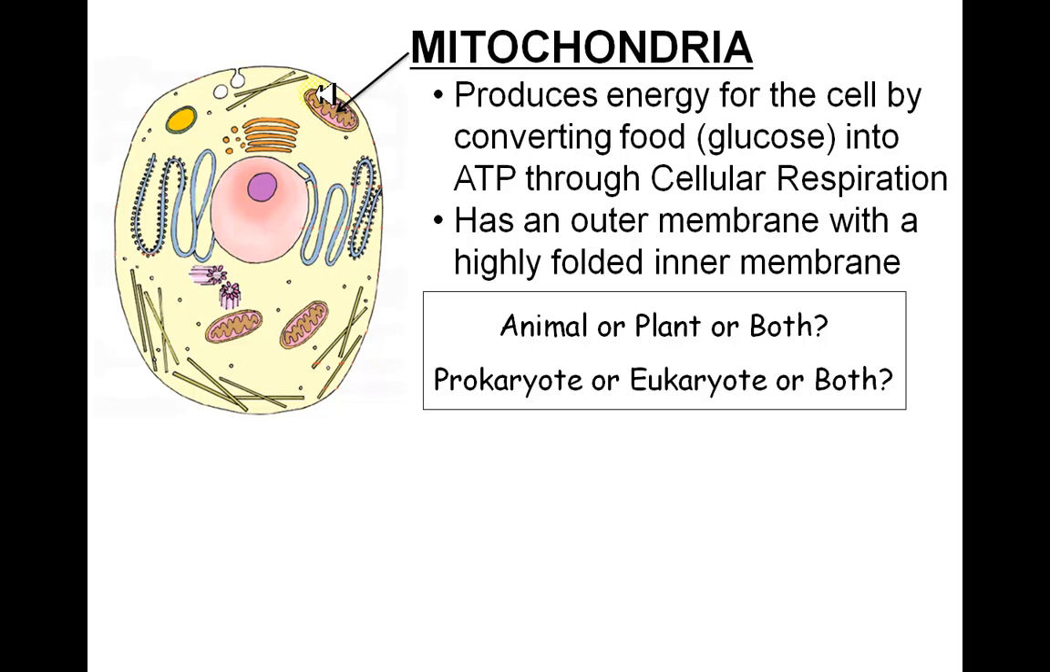The ring DNA would be inside and ribosomes would be all over, but the fact that it's got those two membranes, we may have actually ingested these things before. Is it in plants and animals or both? Well, we both produce ATP. We both need energy. Is it prokaryotes or eukaryotes?